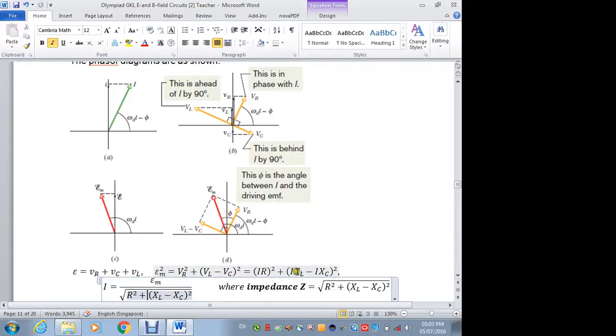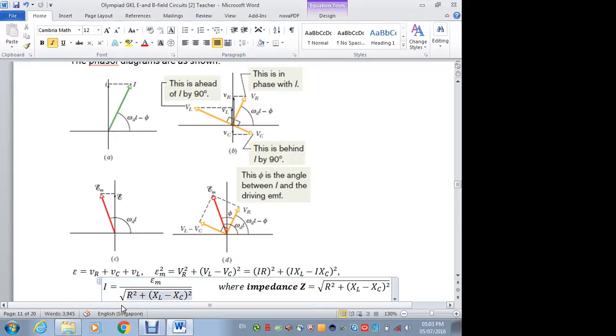Because these are of the units of ohms, you can be sure that these are all of the units of voltage squared. And if you try to calculate the maximum current, because this one is in caps, this is the maximum current, that will be EM over root R squared plus XL minus XC squared.